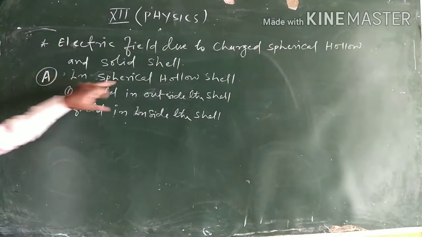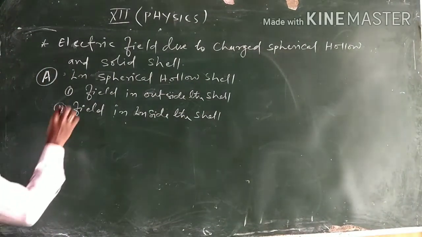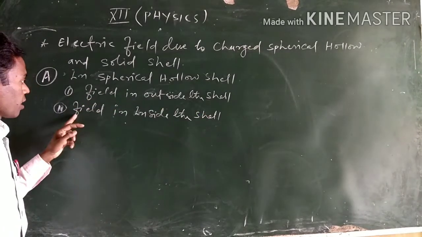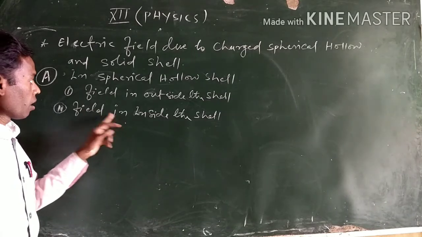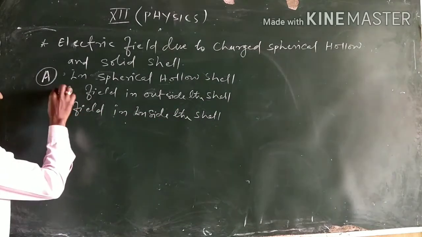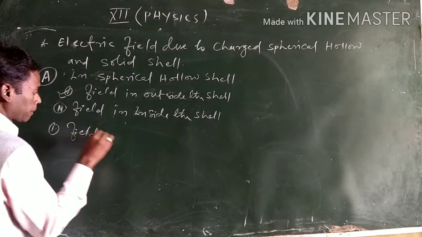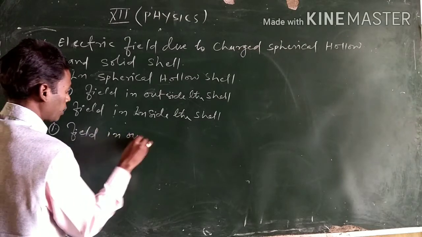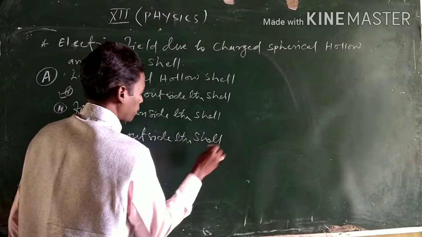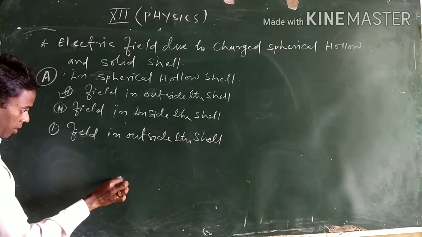Here in a spherical hollow shell, first we have to take this one, okay. There are two cases, right: the field outside the shell, and the electric field we have to find inside the shell. Yes, we have to do this. First, the field outside the shell. For these cases we have to take one.